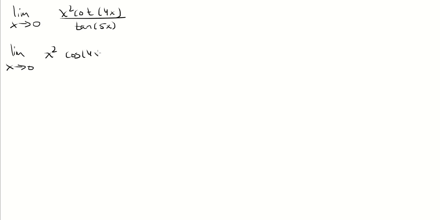Let's find the limit as x approaches 0 of x squared times cotangent 4x over tangent of 5x. The trick here is you want to replace cotangent and tangent in terms of sines and cosines. So cotangent is cosine over sine, and then tangent is sine over cosine.